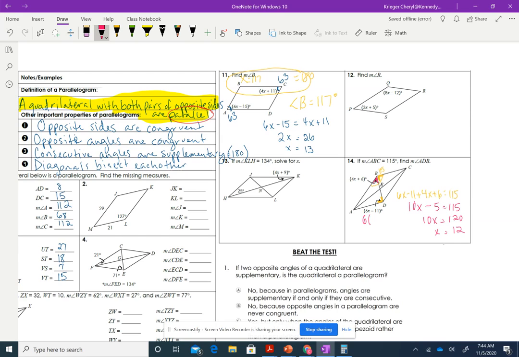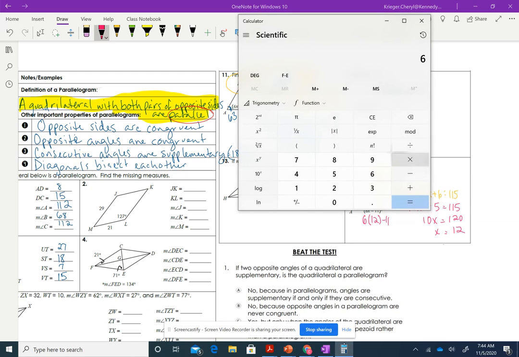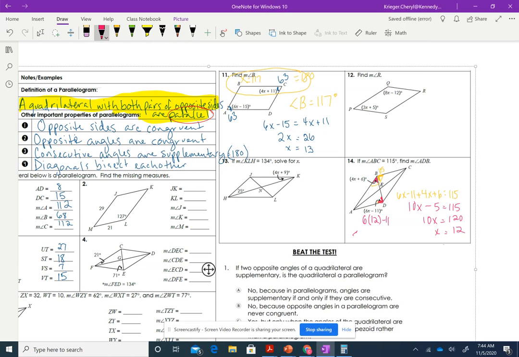So I will do 6 times 12 minus 11 to find this angle here, which is what they're asking for. 6 times 12 minus 11 is 61. So the measure of angle ADB is 61 degrees.